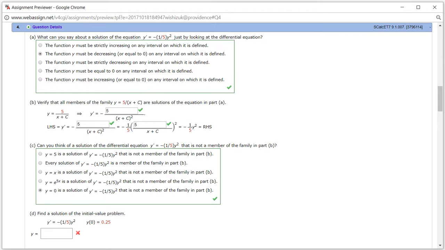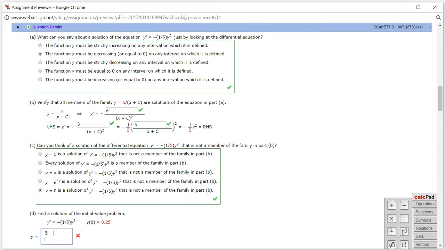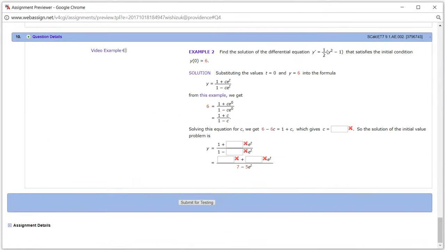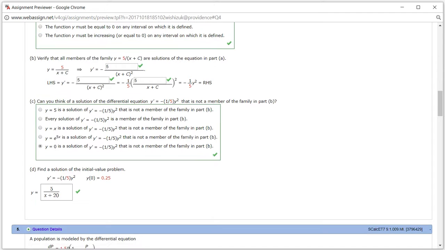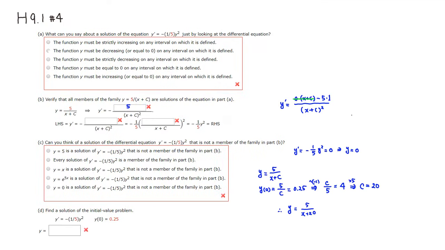So let's type it in. So we get 5 over x plus 20, right? Let's check the answer. Submit for testing. All right, it came back and it looks like we got this one correctly. All right, that's it. I hope that this was clear.